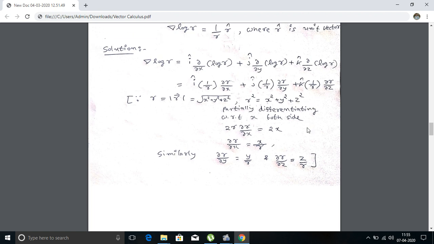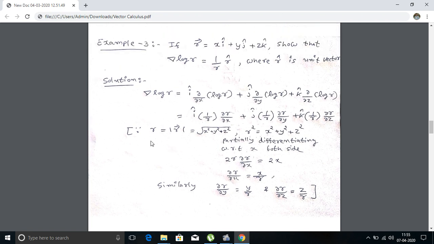Now we have to find these three terms, ∂r/∂x, ∂r/∂y and ∂r/∂z. So for that r is given by magnitude of given vector, so it will be under root x² + y² + z². Now squaring both sides, we will get r² is equal to x² + y² + z². Now we have to find out first ∂r/∂x.